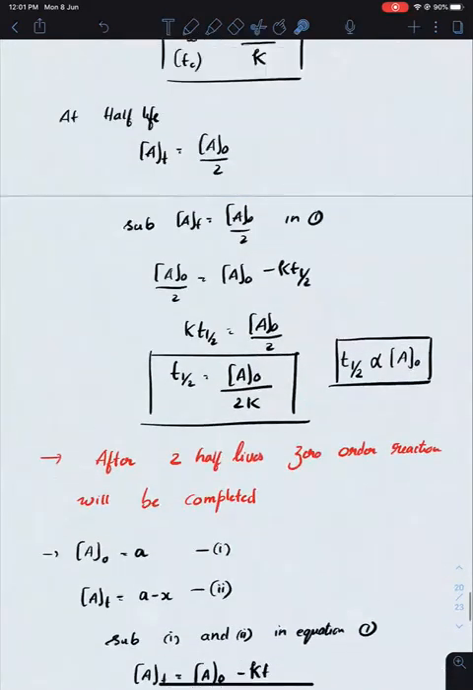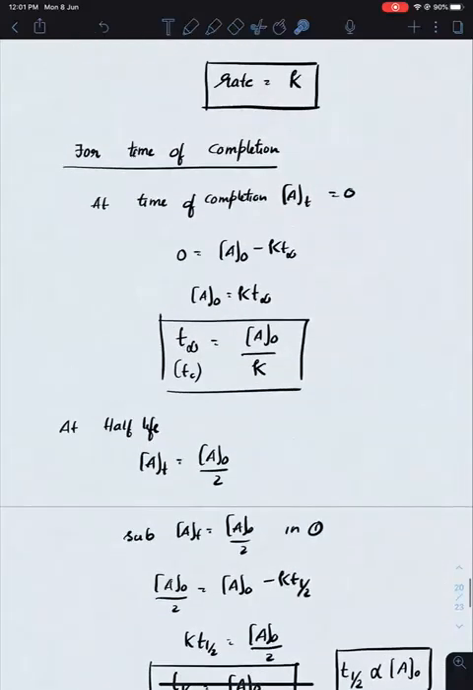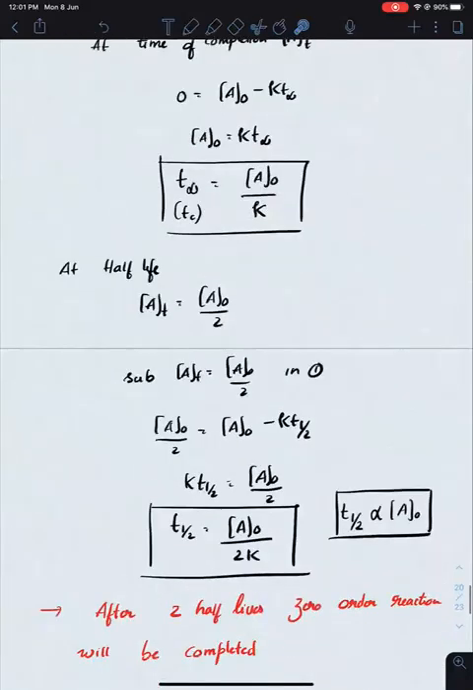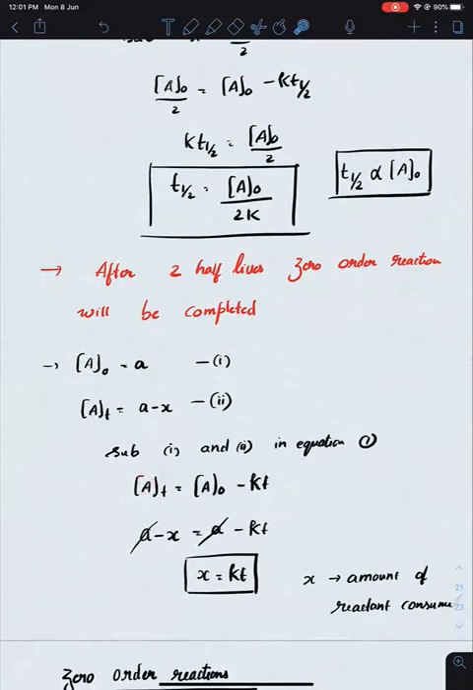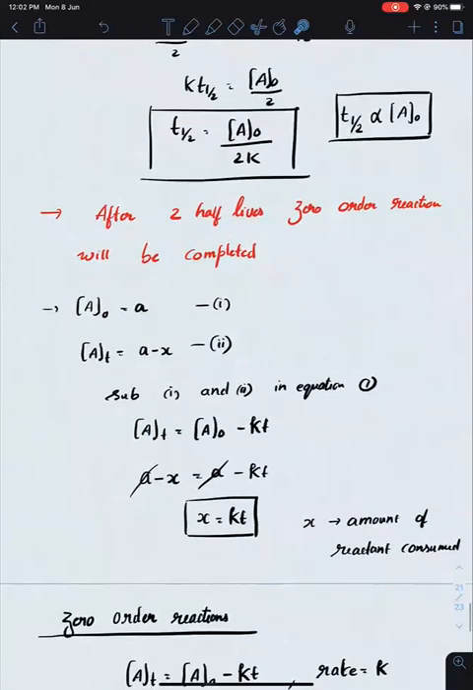And if you want to write the expression in terms of x, at the initial time, A naught is equal to a. If x is the amount that got consumed, the amount that will be left is a minus x. So substitute those things: At = a minus x, A naught = a. We get x = Kt. x is equal to K times t.